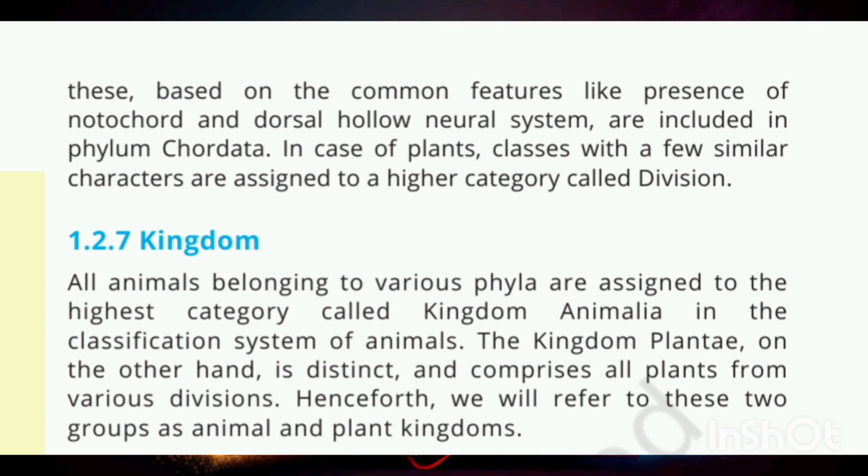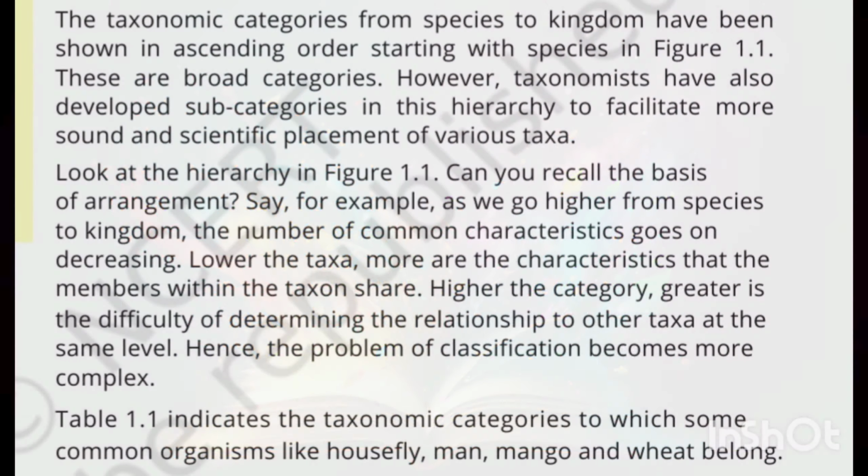Henceforth, we will refer to these two groups as animal and plant kingdoms. The taxonomic categories from species to kingdom have been shown in ascending order, starting with species in figure 1.1. These are broad categories. However, taxonomists have also developed subcategories in this hierarchy to facilitate more sound and scientific placement of various taxa. Look at the hierarchy in figure 1.1.